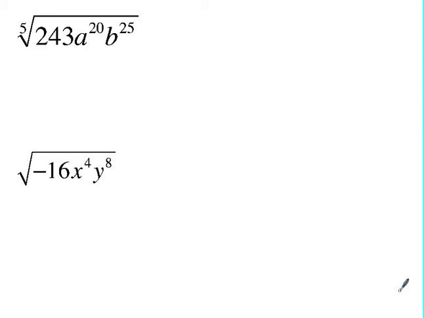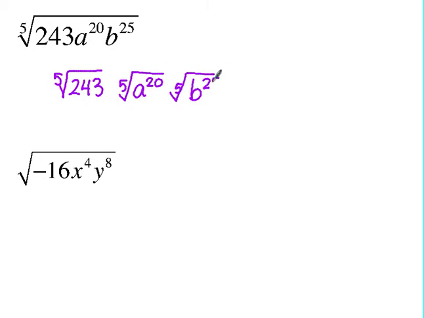Now this one, what we're going to do is break this down into 3 separate steps. The first step will be the 5th root of 243. The second one will be the 5th root of a to the 20th. And the next one will be the 5th root of b to the 25th. I'm going to leave the 243 for right now and just leave a space. What's the 5th root of a to the 20th? A to the what power? 4. Yep. What about the 5th root of b to the 25th? B to the 5th.